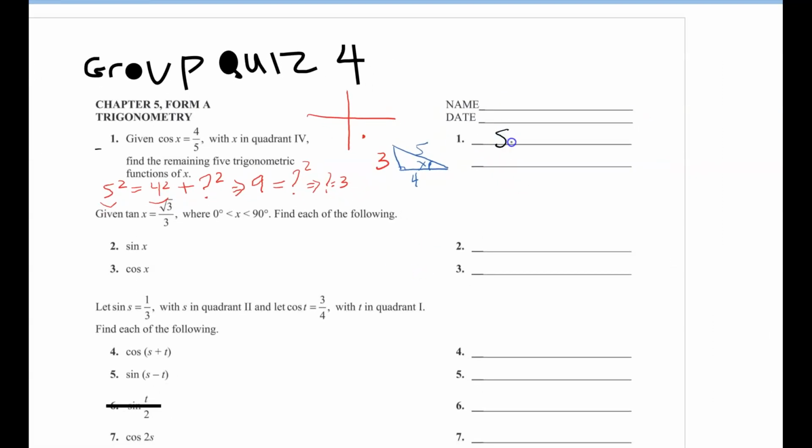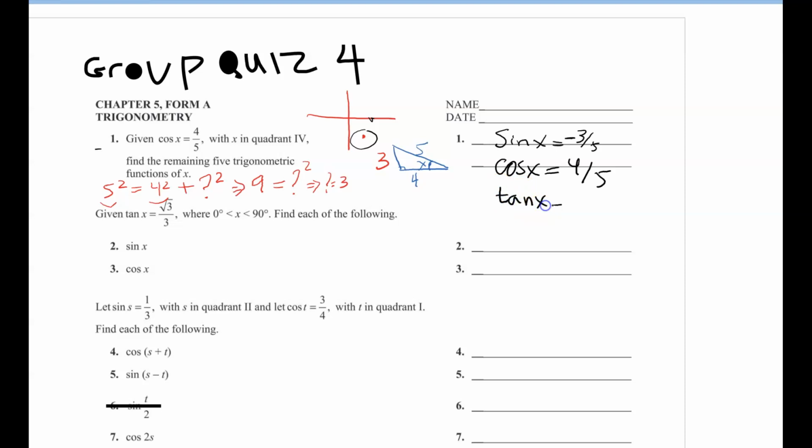Sine x is equal to opposite over hypotenuse. Cosine is already given. I'm going to list cosine because it's going to help with the other ones. By the way, knowing that the angle is in the fourth quadrant, sine is -3/5. Cosine x is positive, given, and it's in the fourth quadrant, so you are expecting cosine to be positive.